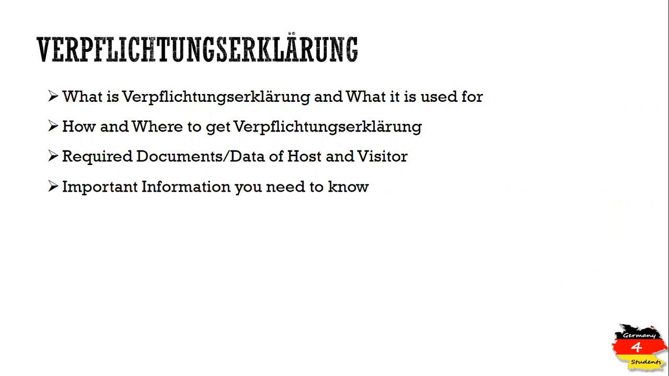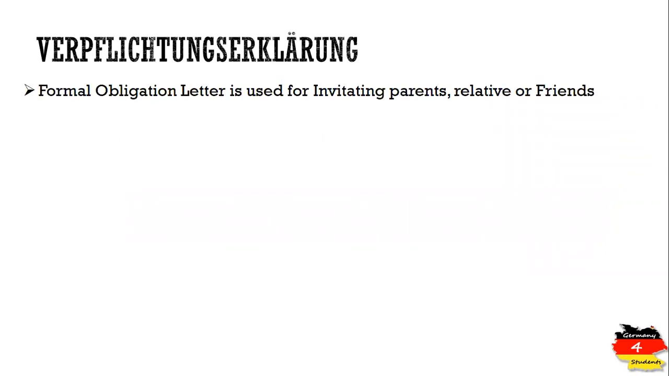So let's start with what is Verpflichtungserklärung and what it is used for. It's a formal obligation letter that you can use to invite your parents, relatives, or friends. So if you are living in Germany, you can get this document so that your parents, relatives, or friends can apply for a visa on the basis of this Verpflichtungserklärung. It can also be used for students.